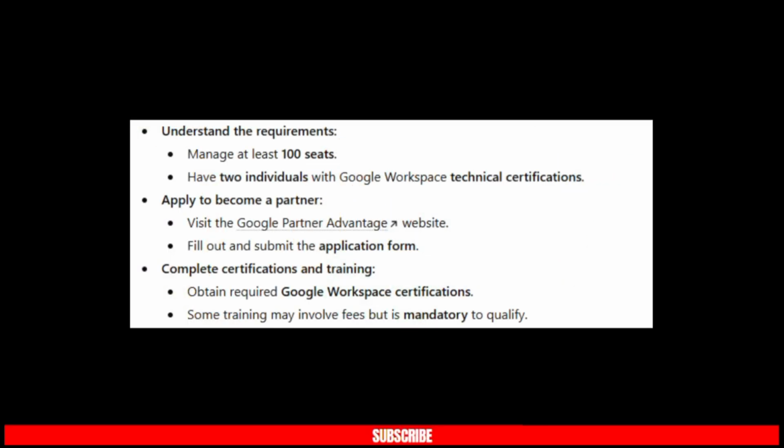So let's get started. First, understand the requirements. You have to manage at least 100 seats and have 2 individuals with Google Workspace technical certifications. If you are eligible, then apply to become a partner. Visit the Google Partner Advantage website, then fill out and submit the application form.